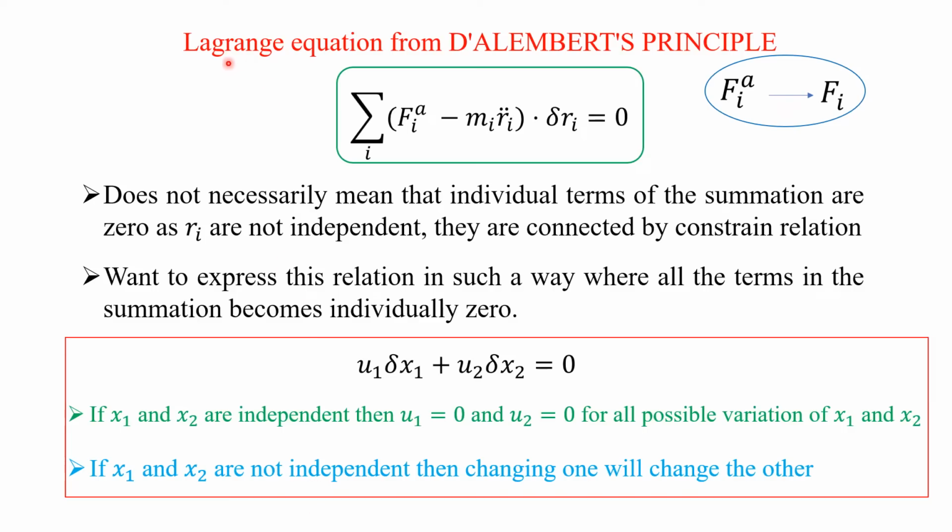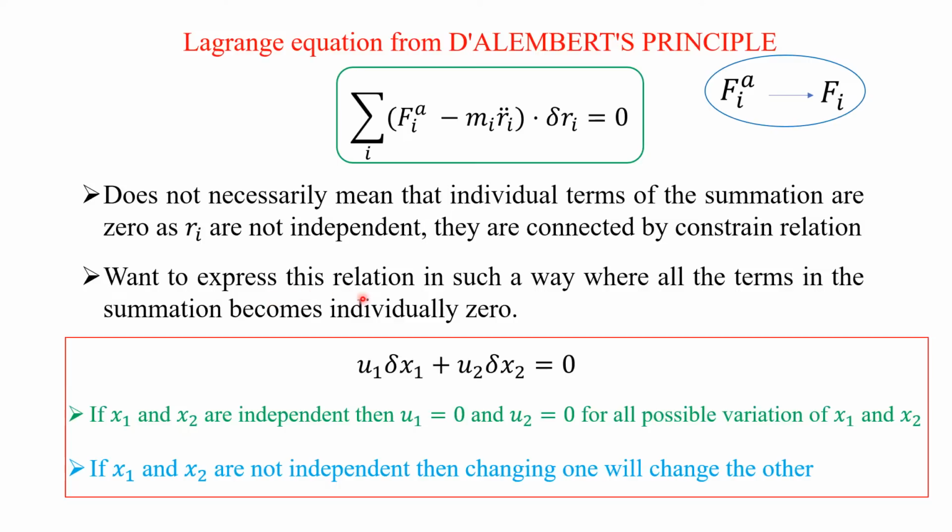Now we will move on to the Lagrange equation from D'Alembert principle. From D'Alembert principle, we have this expression: summation over i of (Fia minus mi Ri double dot) dot product with delta Ri is equal to 0. In the rest of my lecture, for mathematical convenience, I am going to write Fia simply as Fi. This equation does not necessarily mean the individual terms of the summation are zero. Each individual term need not be zero. Say if i equals 1, this may give some value, i equals 2, this may give some other value. It need not be zero all the time. But how to make it zero? That is our ultimate task.